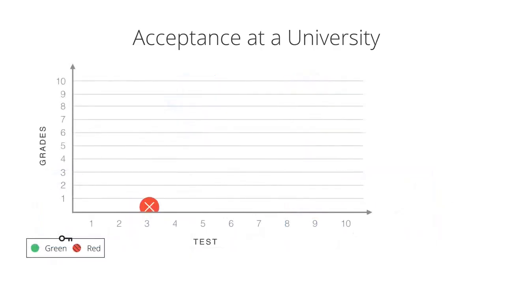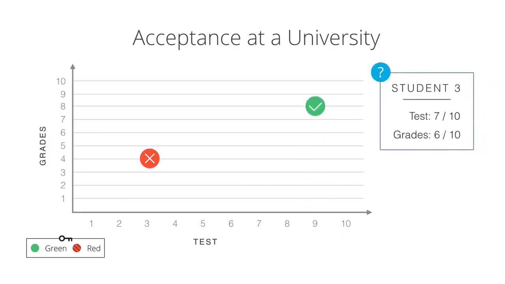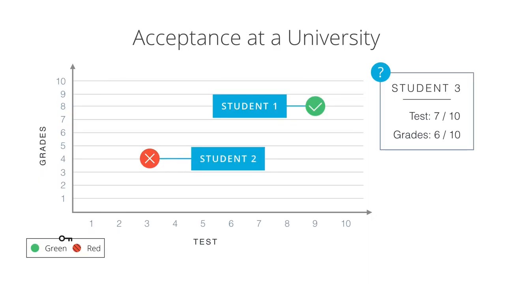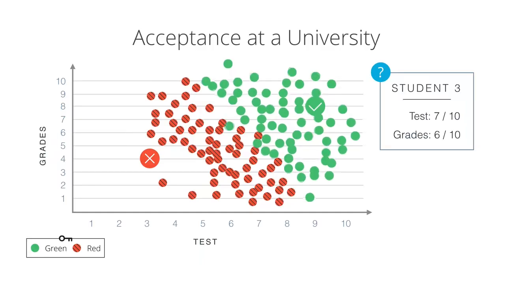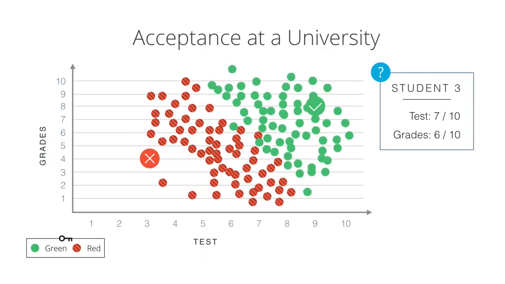So to decide this, let's first put them in a grid where the x-axis represents the score on the test and the y-axis represents the grades. Here we can see that student 1 would lie over here in the point with coordinates 9, 8, and student 2 would lie over here in the points with coordinates 3 and 4. So in order to see if we should accept or reject student 3, we'll try to find a trend in the data. For this, we look at previous data in the form of all students we've already accepted or rejected. It turns out that the previous data looks like this. The green dots represent students that we've previously accepted, and the red dots represent students that we've previously rejected.